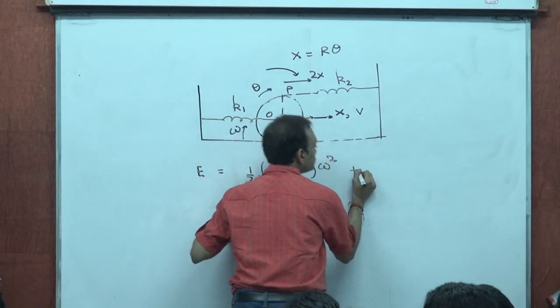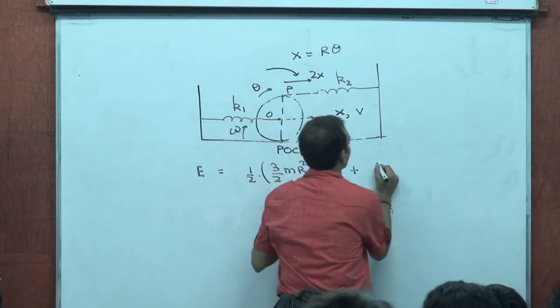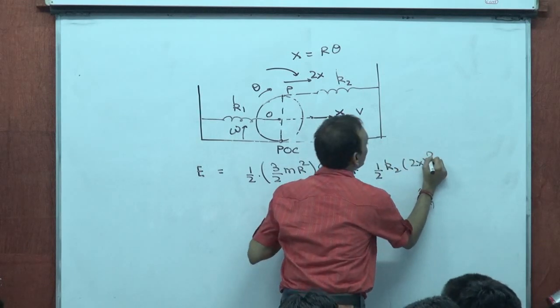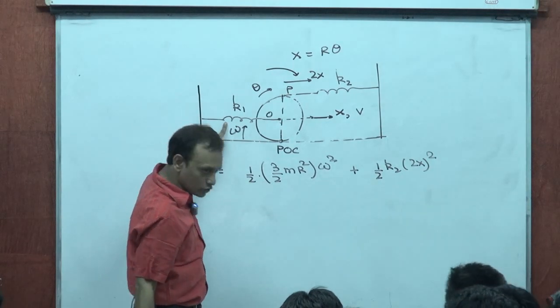Then this compresses by an amount 2x. So the potential energy of this is going to be half k2 into 2x whole square. This elongates by an amount x, so half k1 into x squared.